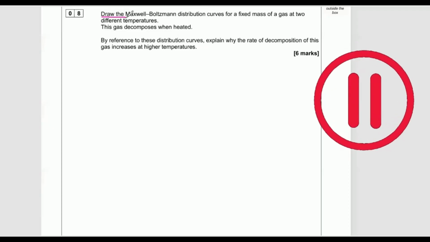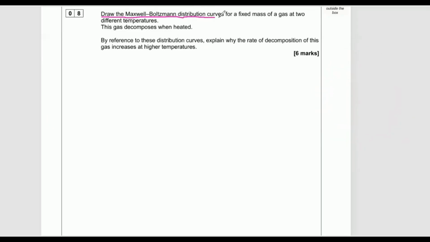Okay, so the first thing that I would do is highlight some of the key bits so I can work out roughly what the breakdown to this 6 marks is. So I need to draw some Maxwell distribution curves at 2 different temperatures, and that's going to be worth up to 4 marks. Can you draw the axes? Can you label the axes? Can you draw a curve for 2 different temperatures, say 10 and 20 degrees or 20 and 30 degrees, a low temp and a high temp? And that will get you up to 4 marks.